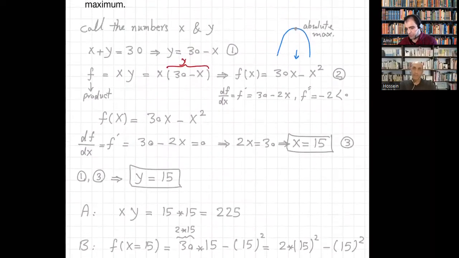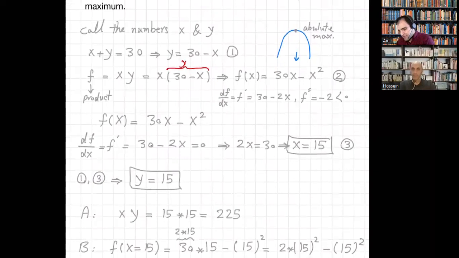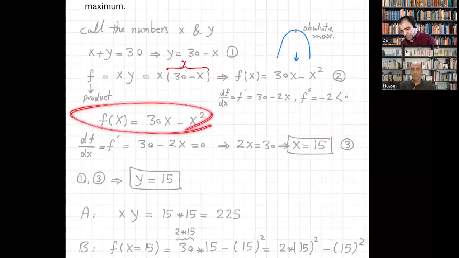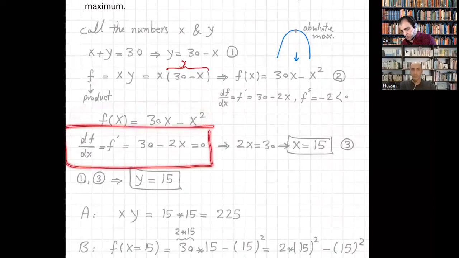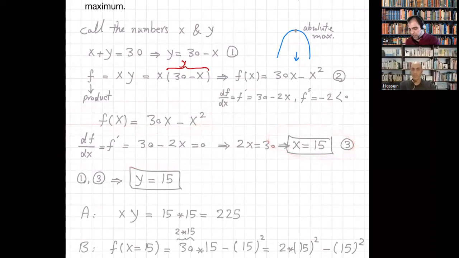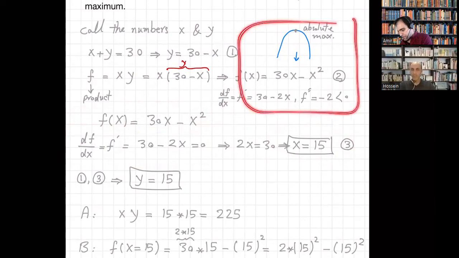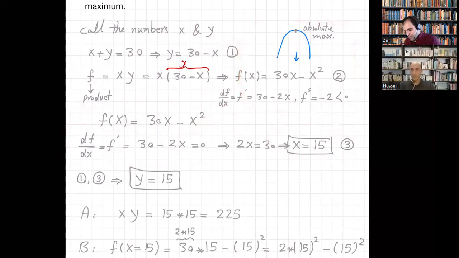The bottom line is that we try to find the function in terms of one variable, and then we take the derivative of that function, making it equal to 0. We find the critical point, and then we have to verify if it is an absolute maximum or absolute minimum, as we did here. Since it is an absolute maximum, if we put that number inside this function, we get the maximum of this function. So that's how it works.